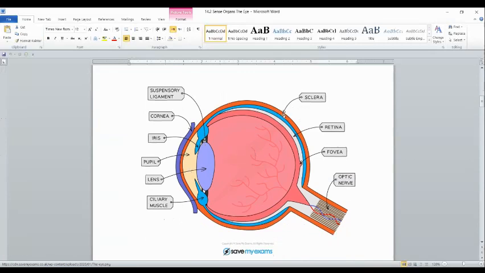Then we have the retina, this spot, and the fovea, this spot. There are the optic nerves, the cells that send the signals, the message, to the brain, all of them together. The message is sent through the nerve to the brain.